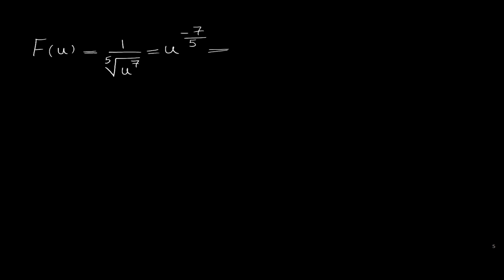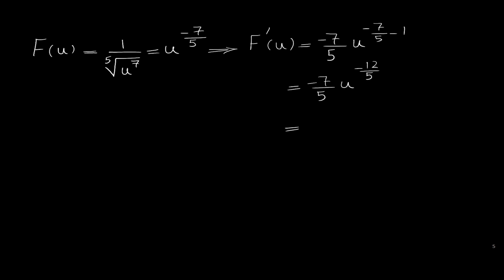And so now we can use power rule. We bring the power down and then we subtract the power by 1. If you simplify the power, it's actually negative 12 over 5. And finally, if you rewrite your answer in the radical format as the original function f of u, the derivative of the function f of u, or f prime of u, is negative 7 over 5 times the 5th root of u to the 12.